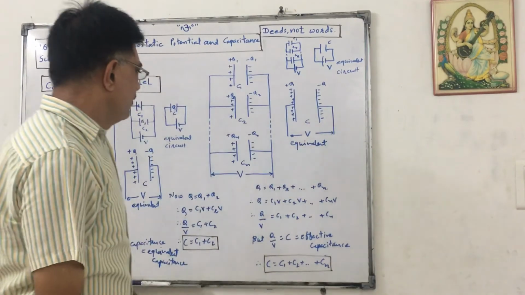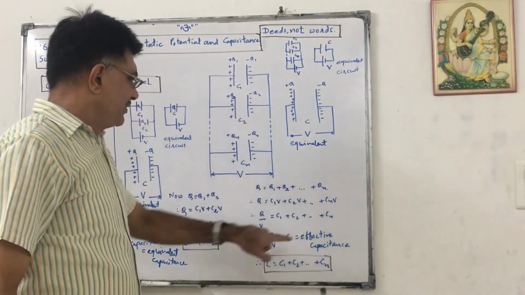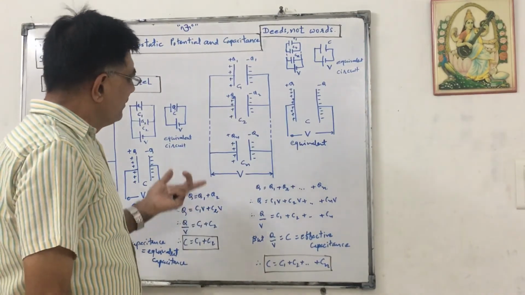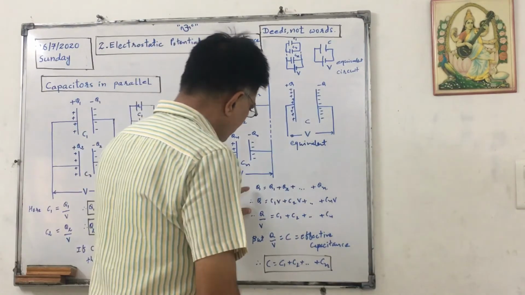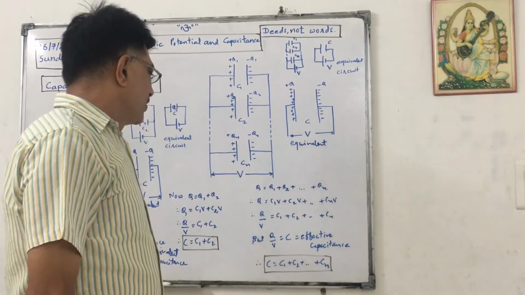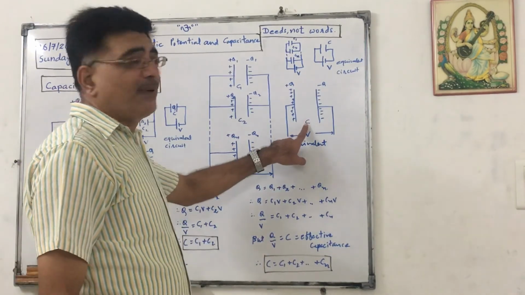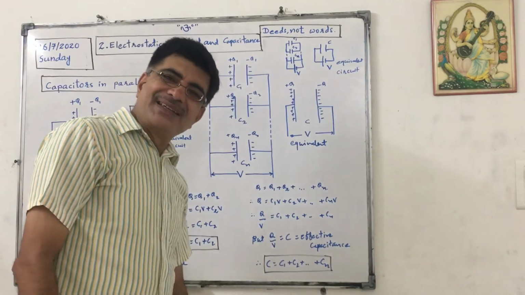So here we know that Q will be equal to Q1 plus Q2 up to Qn. So Q will be equal to, again the same, C1 into V plus C2 into V up to Cn into V. Dividing by V, Q by V will be equal to C1 plus C2 up to Cn. But we know that Q by V is the effective capacitance. So C equals C1 plus C2 up to Cn.